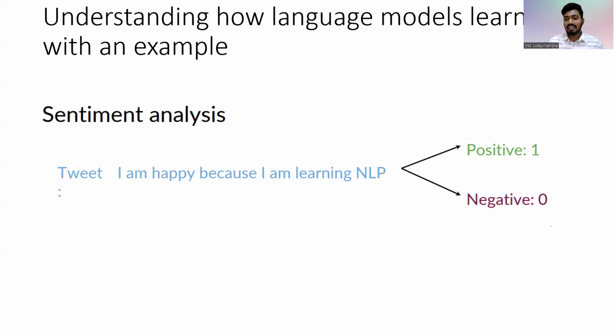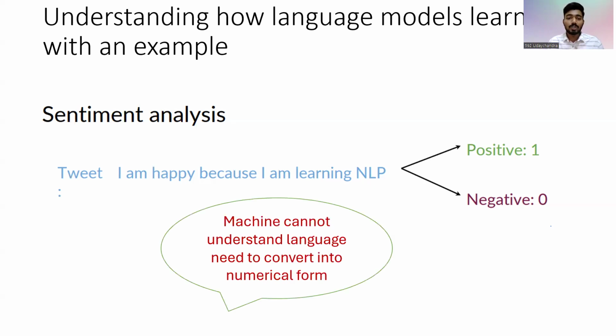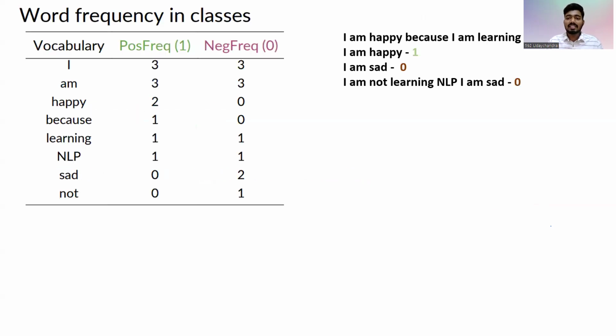Let's take a tweet here. A tweet has two possibilities: either it is positive or it can be negative. Consider positive as the value 1 and negative as the value 0. Machines cannot understand language, so we need to convert it into numerical form. That's why I'm giving 1 and 0. Now I'm taking every comment and splitting it into individual ones. Let's suppose we have these examples: I am happy because I am learning NLP. I am happy. I am sad because I am not learning NLP. These are the 4 different data points I have.